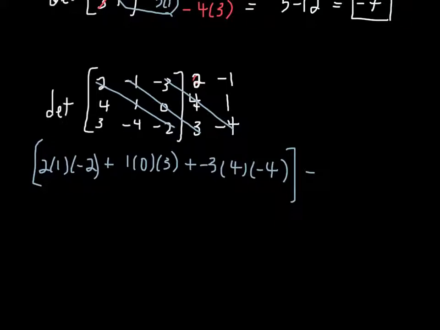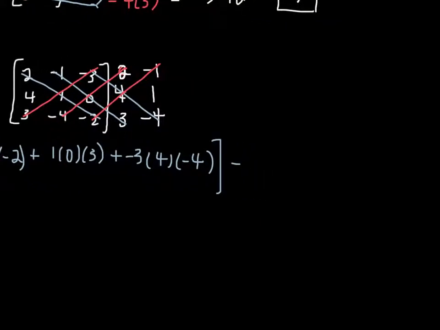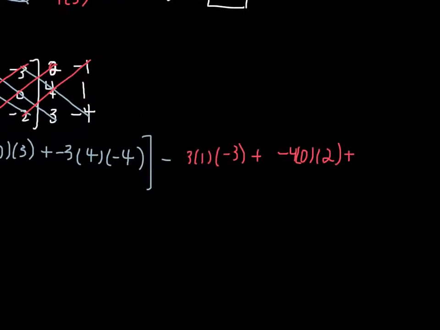So the red diagonals, there's also 3, 1, 2, 3, and these are those 3. So we have 3 times 1 times negative 3 plus negative 4, 0, and 2 plus negative 2, 4, and negative 1. So this is just one big subtraction problem.